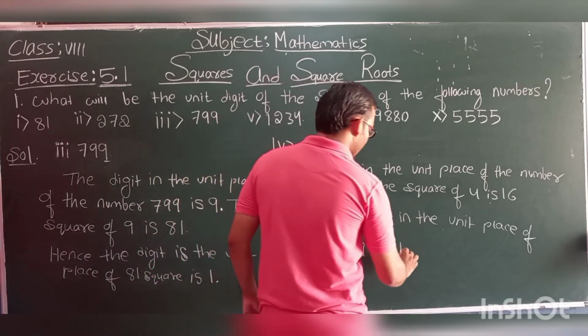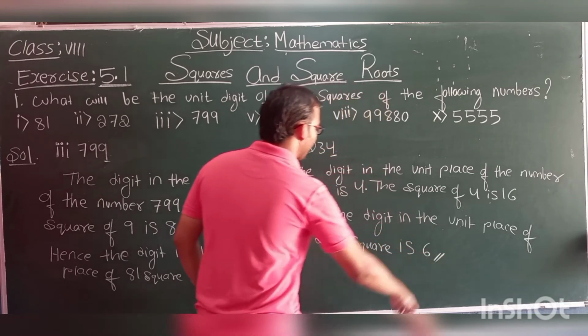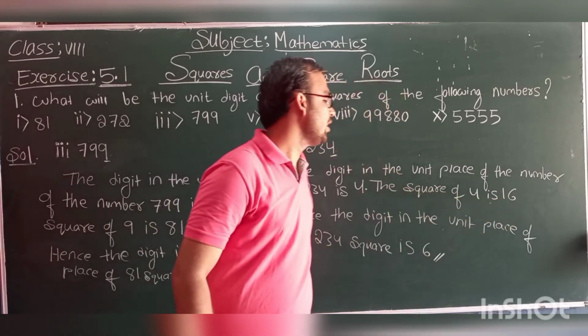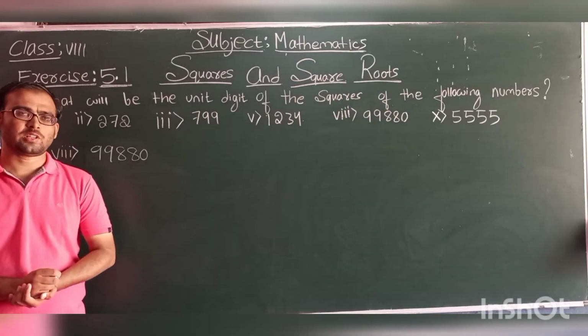1234 square is what? 6. Why is it 6, students? Because we are getting 6 as the last digit when we square 4. Okay, students, now let's solve the 8th question.